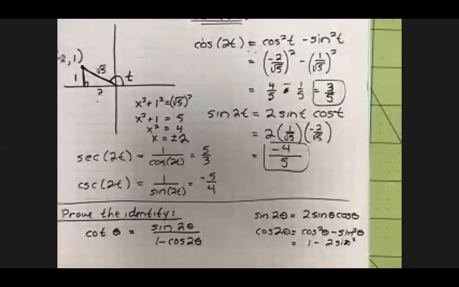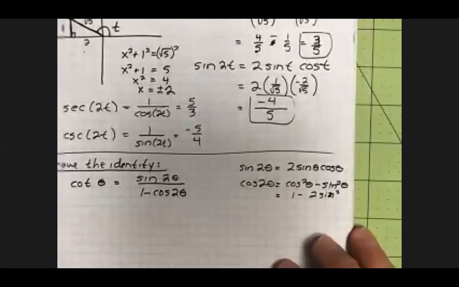Now remember, I got a choice. I can write cosine of 2 theta is cos squared theta minus sine squared theta, or I could write 1 minus 2 sine squared theta. Can't see. Oh, okay. Thank you very much. Let me bring this back here. My fault.